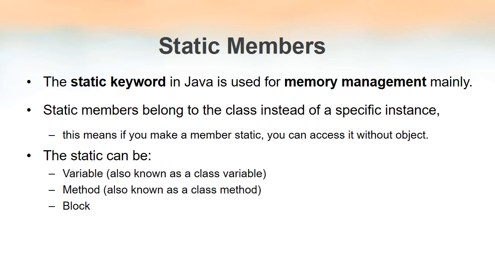Suppose one or two of the methods inside the class are common to all the objects. If the method functionality is common to all the objects, then why can't we declare that method only once, instead of giving a separate copy to each object? It is in that scenario we can use the static keyword. If we declare something as static, it belongs to the class instead of a specific instance.